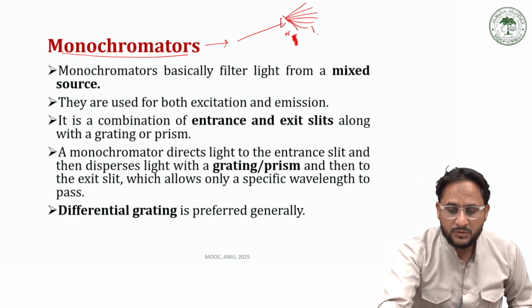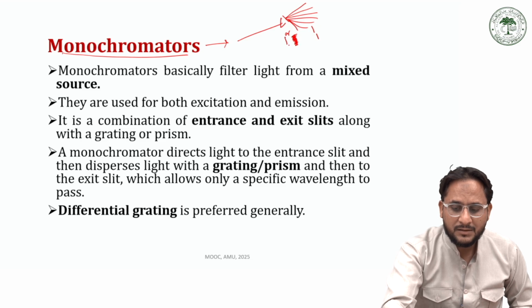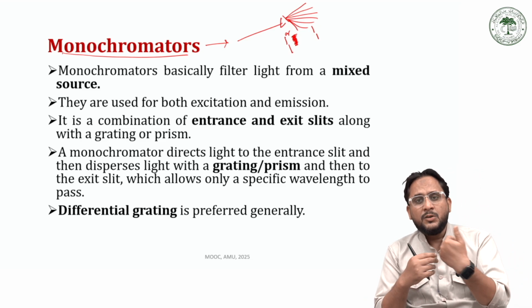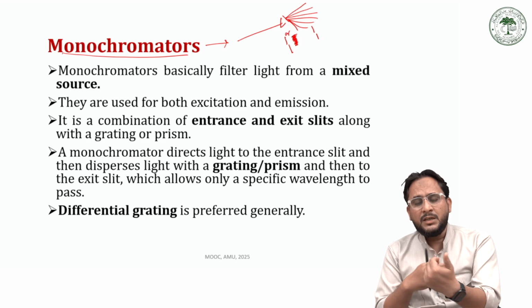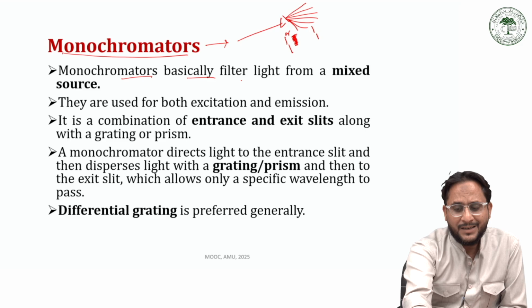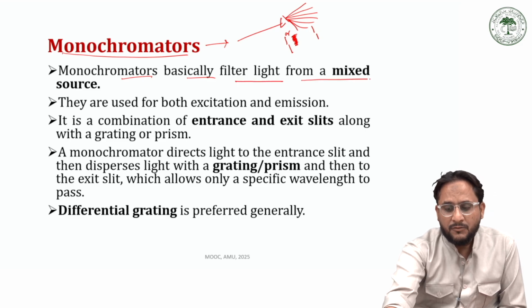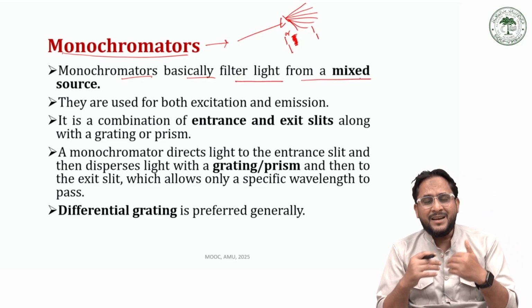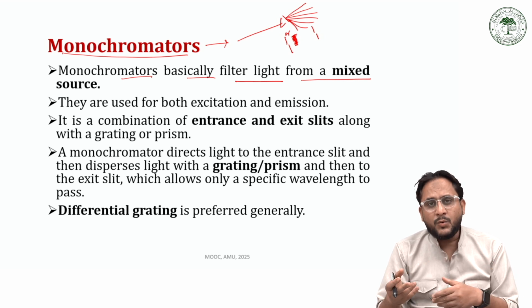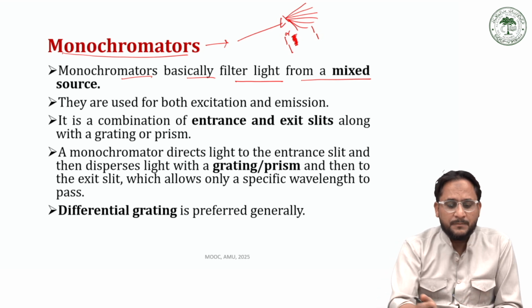And then we have two slits. One is the entrance slit, the other is the exit slit. The exit slit helps us to select a particular wavelength of light while excluding the others. So monochromators basically act as a light filter: from a mixed source sending light radiation of mixed wavelengths, we can obtain light of specific wavelengths.